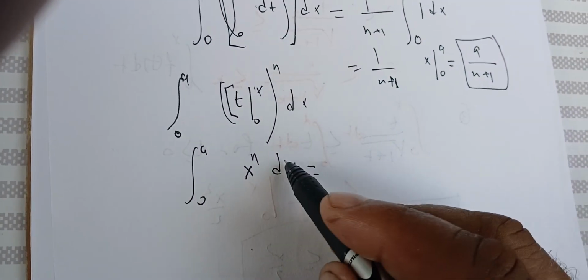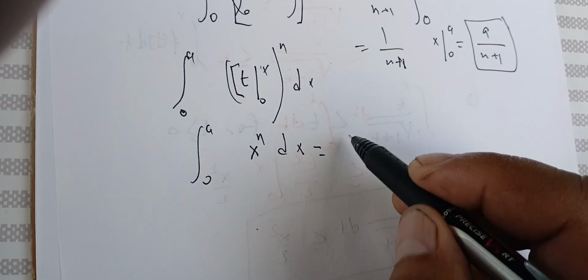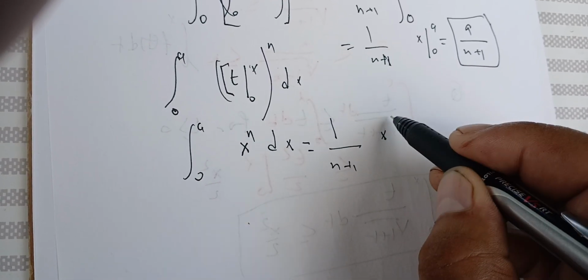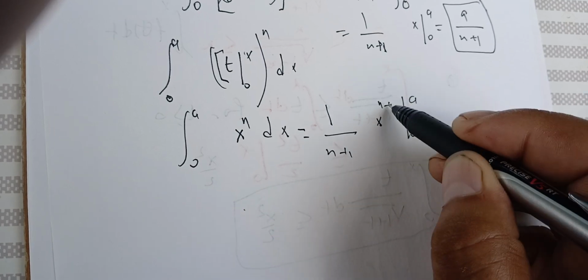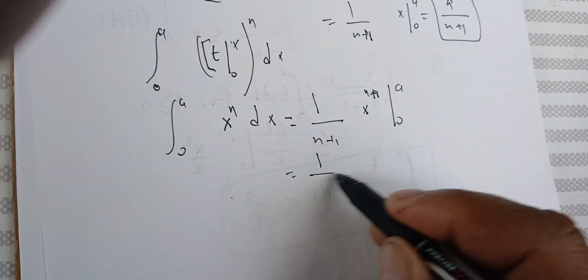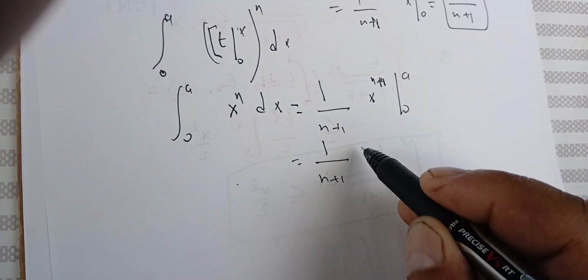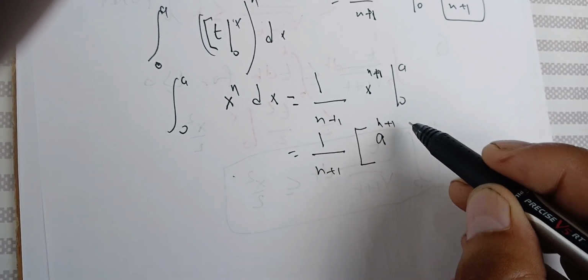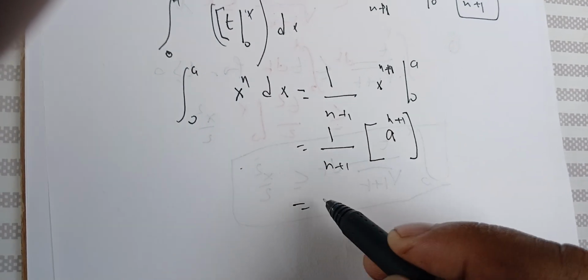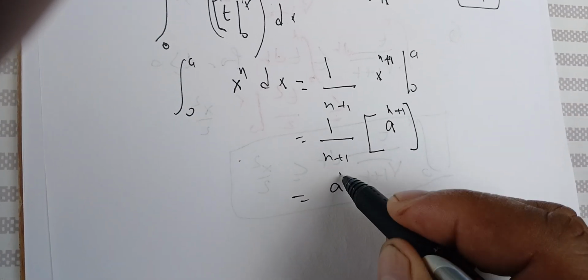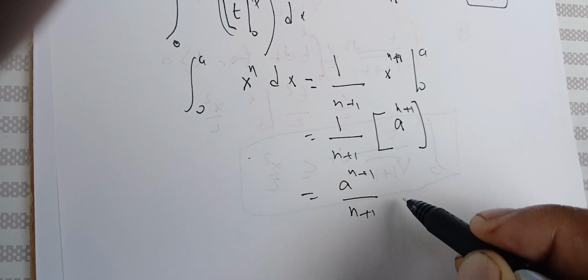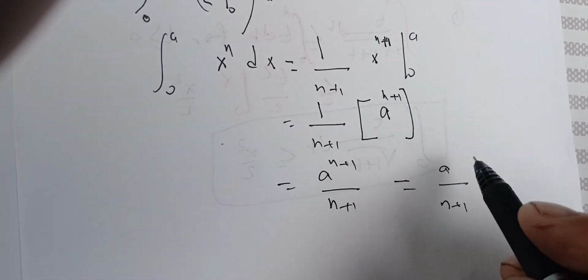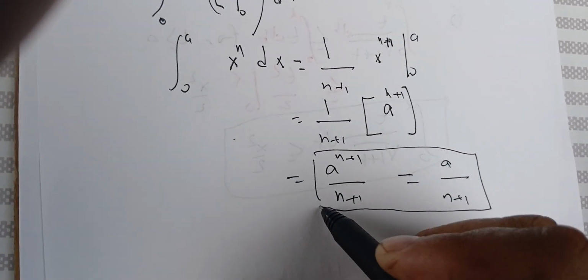Now I'm gonna use my power rule integration, so I have 1 over n plus 1 x to the power n plus 1 between 0 and a. If I keep working, I'm gonna get 1 over n plus 1, and when I evaluate, I'm gonna get a to the power n plus 1 minus 0. Therefore, the left side is gonna be a to the power n plus 1 over n plus 1. Should it equal a over n plus 1, which is the one on the right side? Are these quantities the same? No.